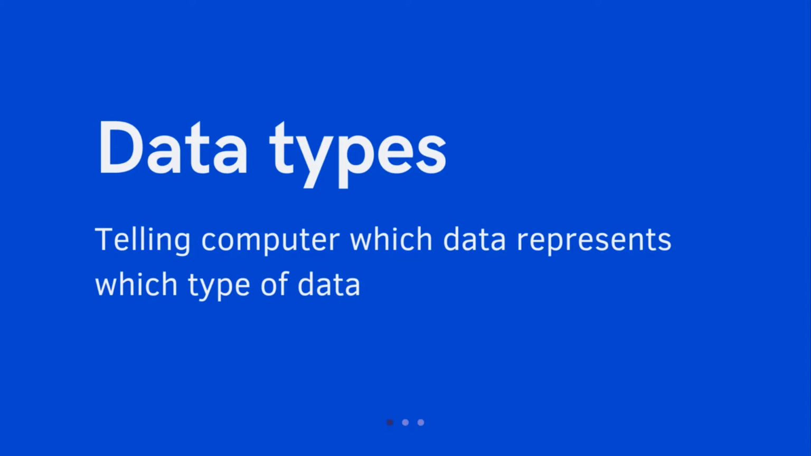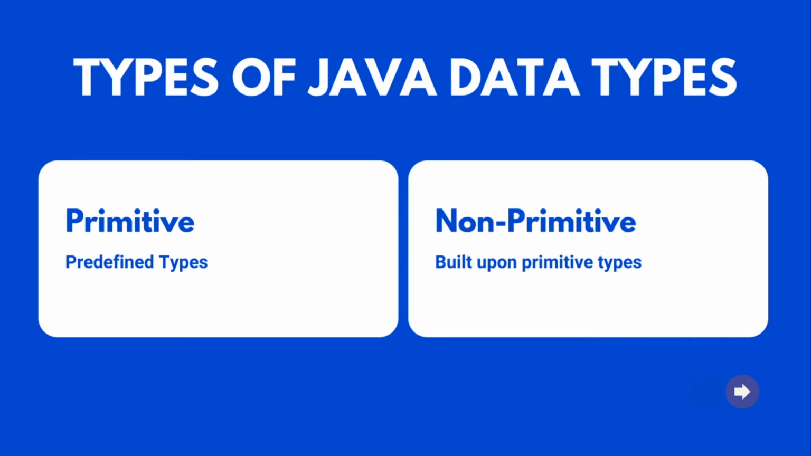So what is actually a data type? As you know, programming is all about working on data. So this data should be categorized in order to use it efficiently. There are two main types of Java data types: primitive and non-primitive. Primitive types are defined by the language itself, so they are predefined, and non-primitive are those data types that are built upon the basic primitive data types. We will clarify this concept when we do this practically.